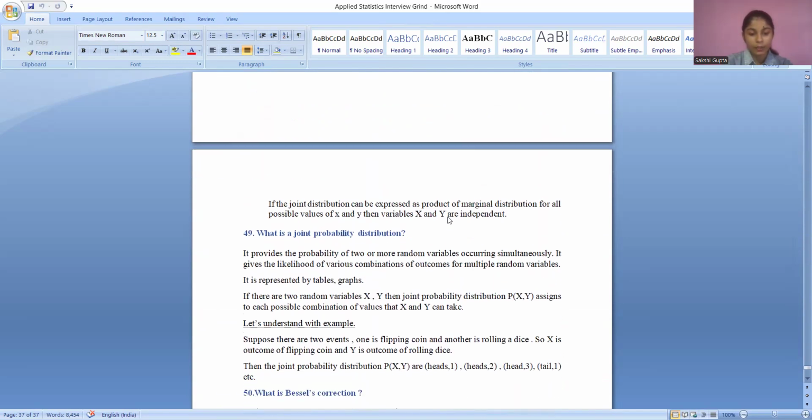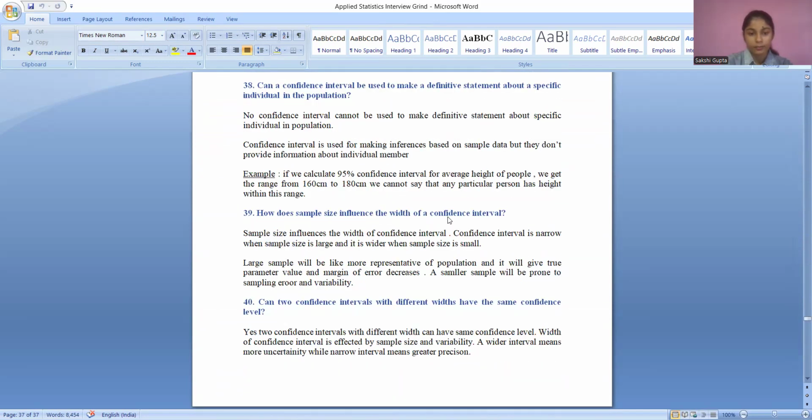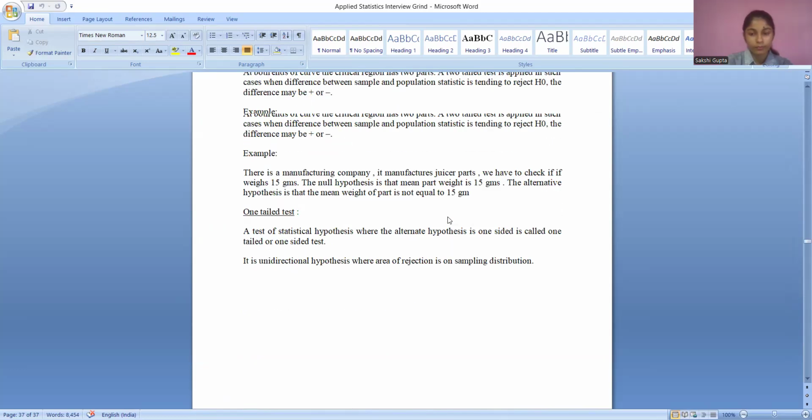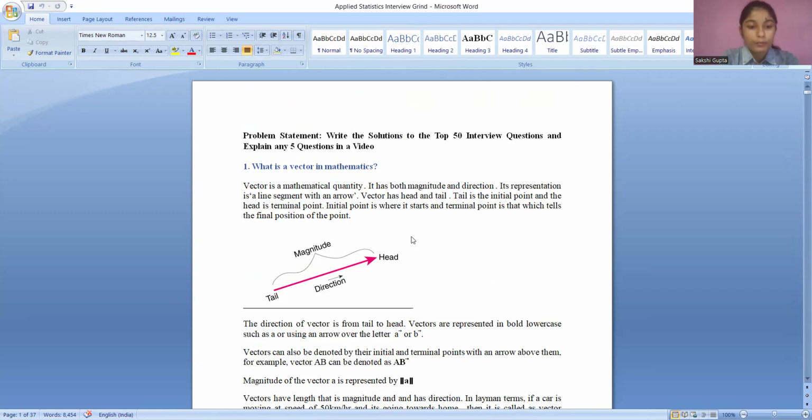I have completed all my 50 questions. You can see here. Now moving to the first question, that is, what is a vector in mathematics?